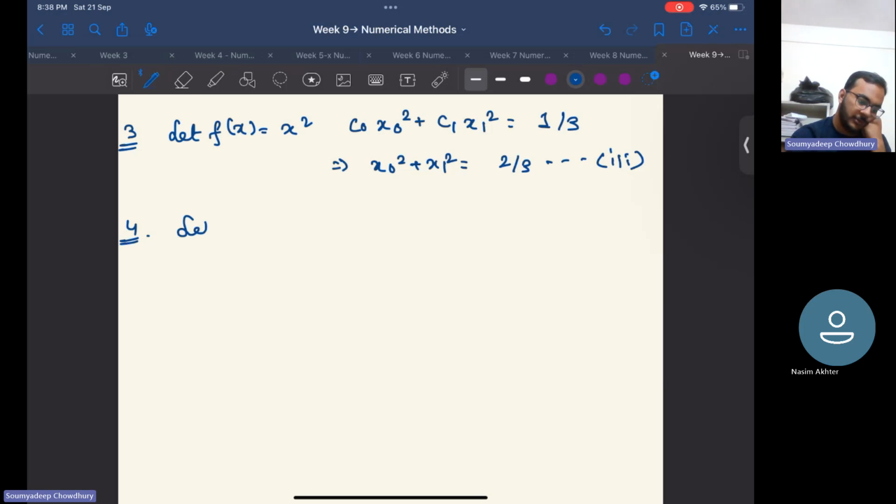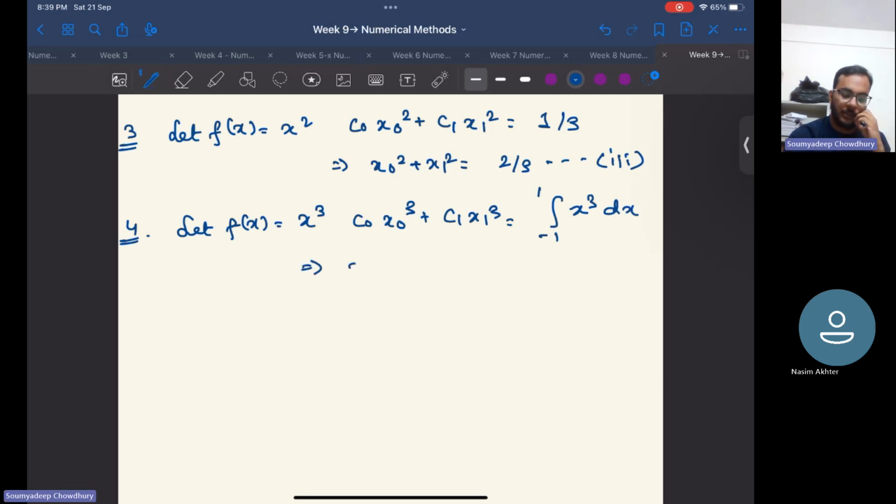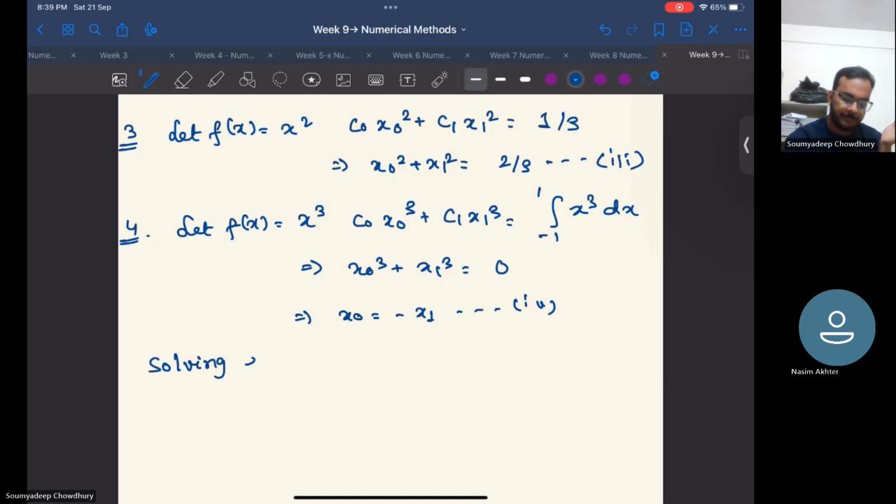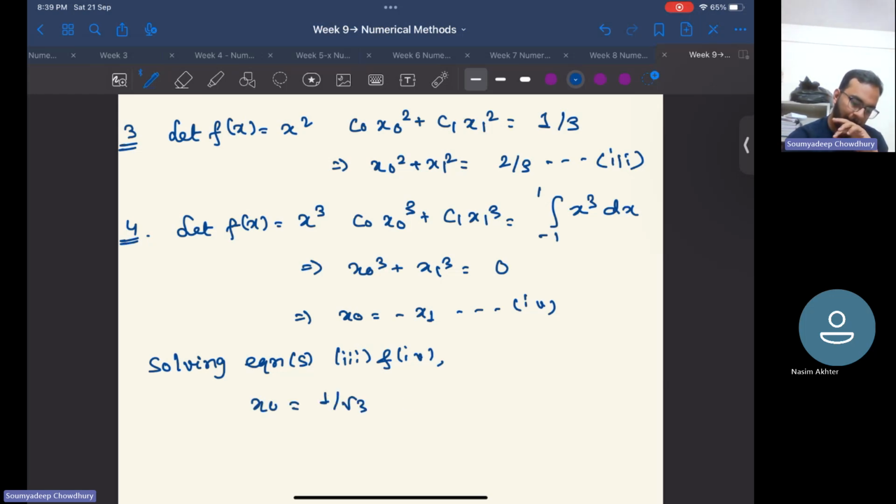One more equation we need. So we will take f of x as x cube. So it will be c0 x0 cube plus c1 x1 cube equal to the integral from -1 to 1 of x cube dx. So x0 cube plus x1 cube equal to 0. So we'll get x0 equal to -x1. This is equation 4. So if we solve equations 3 and 4, we will get x0 equal to 1 by root 3 and x1 equal to minus 1 by root 3, or vice versa also you can take.